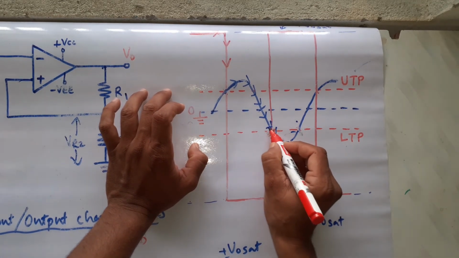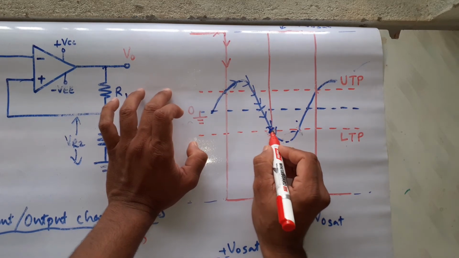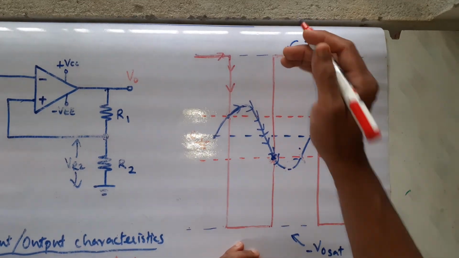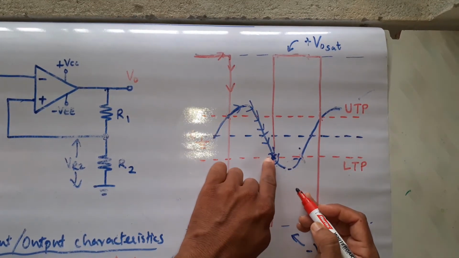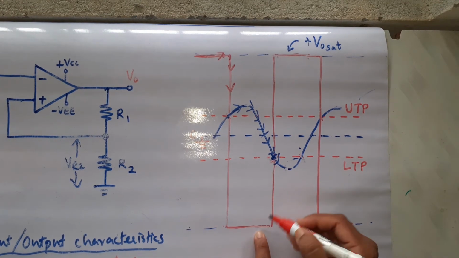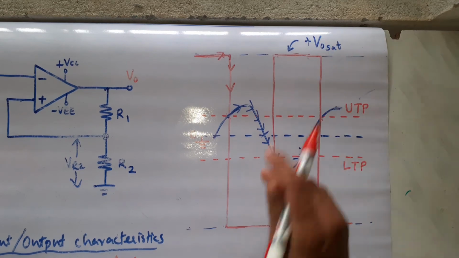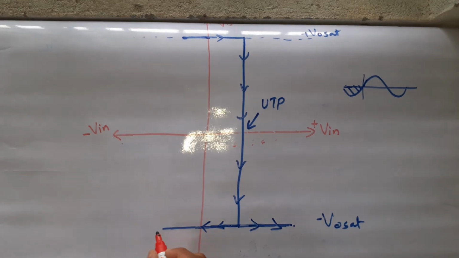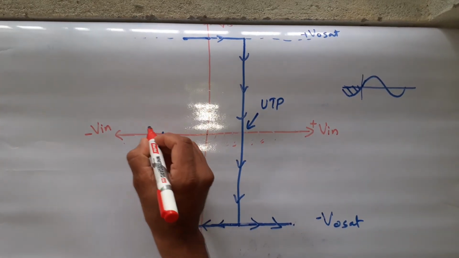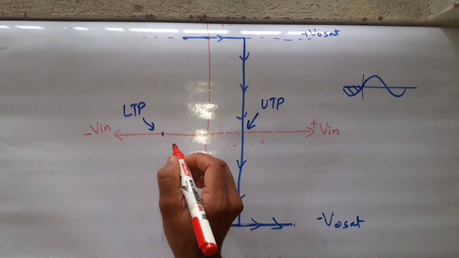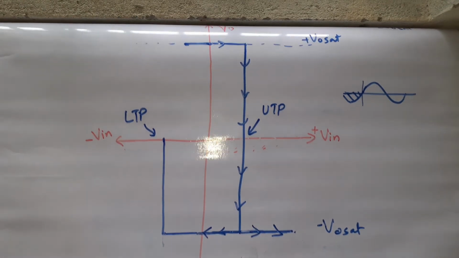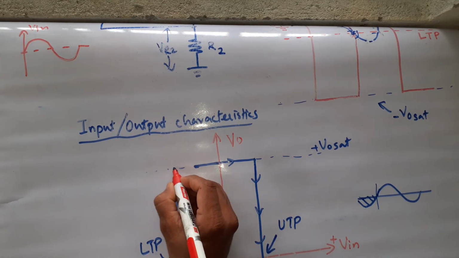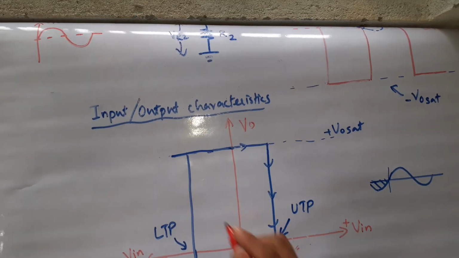When you reach this point, when you reach the LTP point of your input voltage, your output will shift from negative V naught sat and go to plus V naught sat. I repeat, when your input reaches LTP, your output will shift from minus V naught sat to plus V naught sat. Okay? Plus V naught sat.